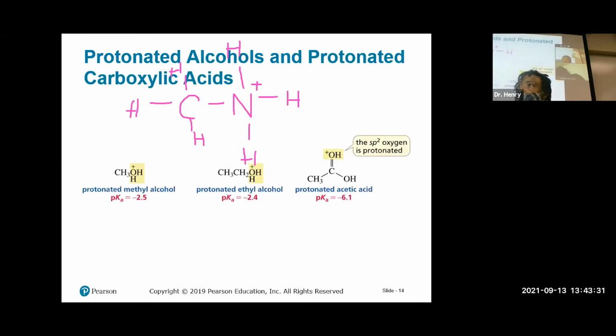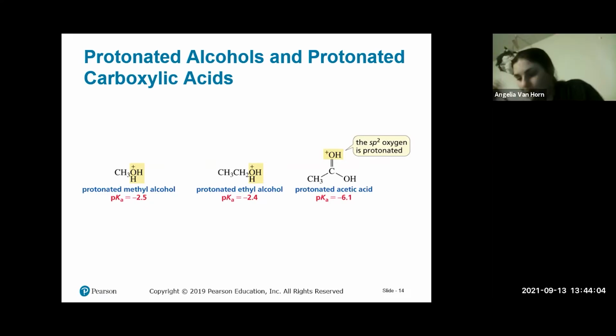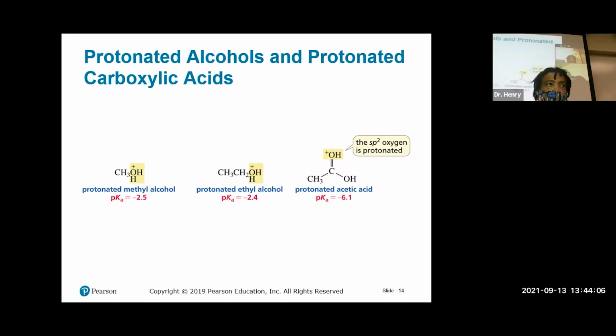So here's an example of protonated alcohols. That basically means that now we're adding that H plus to that O. Now look at the pKa value. So is that a base or an acid? It's an acid, a very strong acid, right? So we went from a carbon moiety being weak to now being a strong acid just by the addition of that H plus.